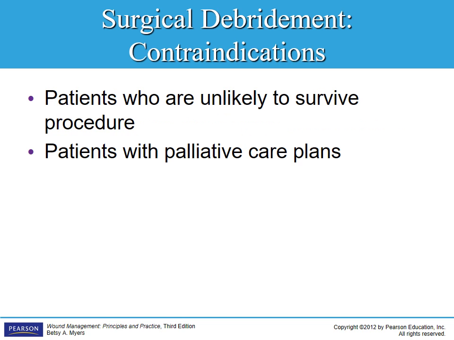Contraindications are patients who are unlikely to survive the procedure. Again, it is a surgical debridement, so if they are not a good candidate for surgery, then it's contraindicated. If the patient also is on a palliative care plan, they have cancer or something, so that they have 6 months or less to live, then again, surgical debridement will be contraindicated for them.